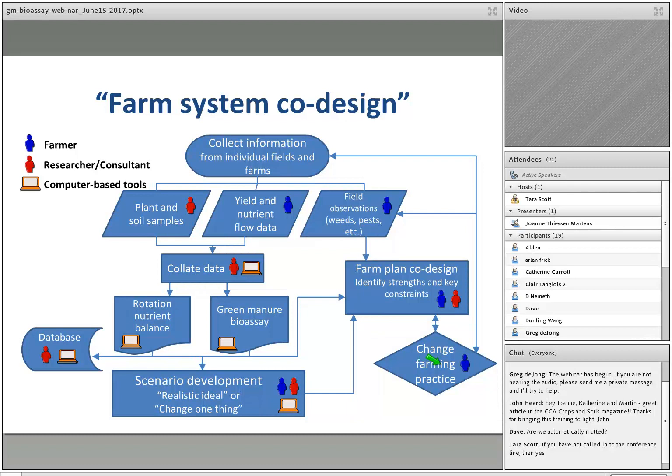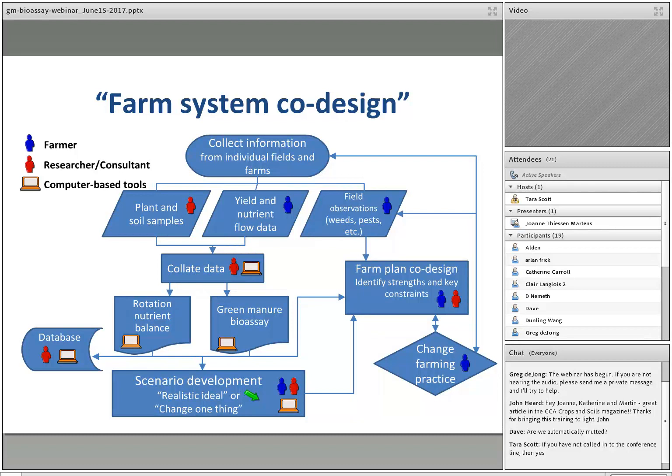You can see after the farming practice may be changed, it goes back up to more collection of information, of field observations, etc. And I'll just mention really briefly here, using these tools we can actually do some scenario development where we would test, you know, so if I were to change my rotation in such a way, what might the results look like? Or if someone is just starting out, what would be an ideal rotation for me to use with the use of how much manure, for example, and then we can create a system that is sort of an ideal for them to shoot for.